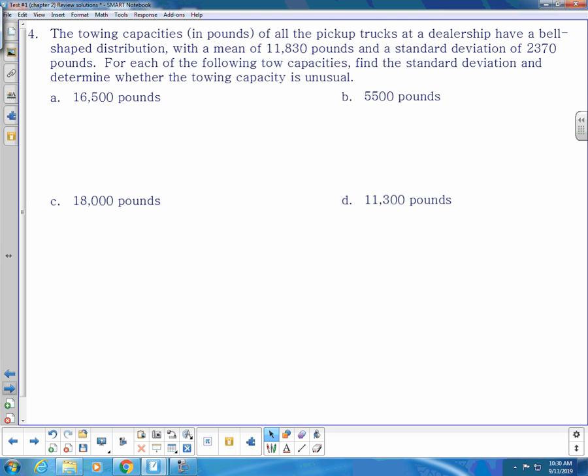Towing capacities in pounds of all the pickup trucks in a dealership have a bell-shaped distribution with a mean of 11,830 pounds and a standard deviation of 2,370 pounds. Find the standard deviation and determine whether the towing capacity is unusual. So you are finding the z-score. Okay? So the z-score is the weight minus the mean divided by the standard deviation, which is 1.97. This should say find the z-score.